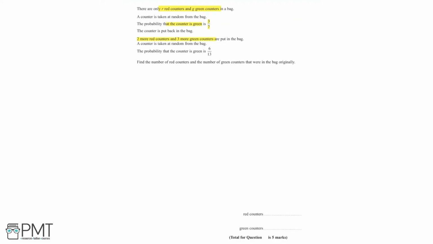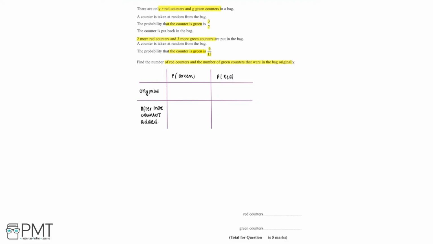Now the probability that the counter is green this time is 6 over 13, and we need to find the number of red counters and the number of green counters in the bag originally. Now let's draw a table to help us visualize this. So in this table, we have the original probability of picking a green counter, the original probability of picking a red counter, the probability of picking a green counter after more counters were added, and the probability of picking a red counter after more counters were added.